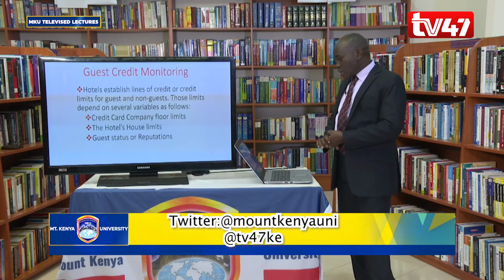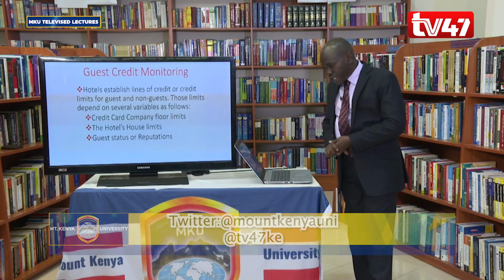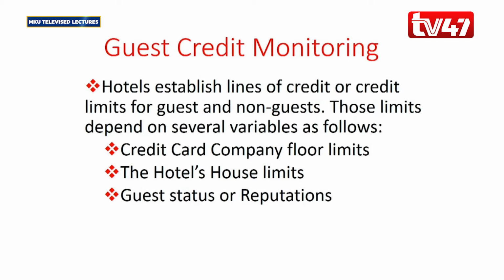Those should give them an indication of the reasons for the accounts not balancing for the specific departments. They'll also be involved in monitoring guest credit. And what we're talking about in this is that hotels usually do establish lines of credit, or what we call house limits or a credit limit for their guests and their non-guests. Now, these limits will depend on 3 key factors. They will depend on the credit card company floor limit. Secondly, they also depend on the hotel's house limit policy. And thirdly, they also depend on the guest status or the guest reputation.